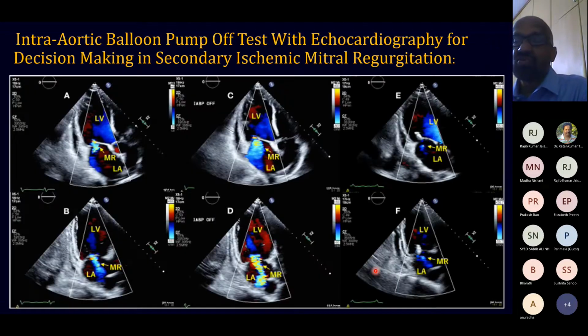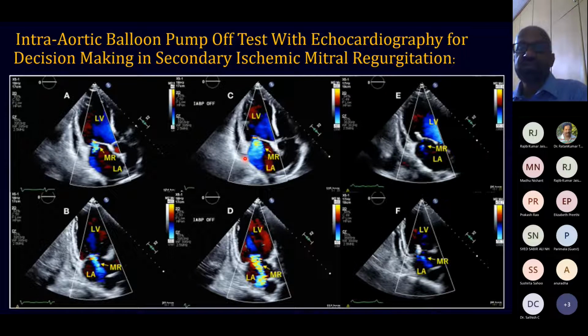There is a case report of use of IABP in a patient with ischemic MR. And in this picture, panels A and B show the IABP on position and off position. This is the on position in the apical long axis view and two chamber view. And this is the off position.